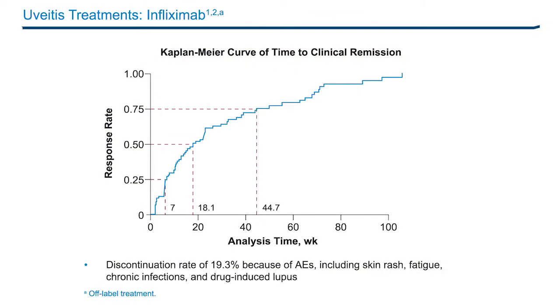There was a retrospective study with infliximab that showed clinical remission could be achieved in a little over 80% of patients with recalcitrant uveitis, with a discontinuation rate of only about 19% due to adverse effects including skin rash, fatigue, chronic infections, and even, rarely, drug-induced lupus. The use of this agent for uveitis in the United States is off-label, but it is approved in Japan.